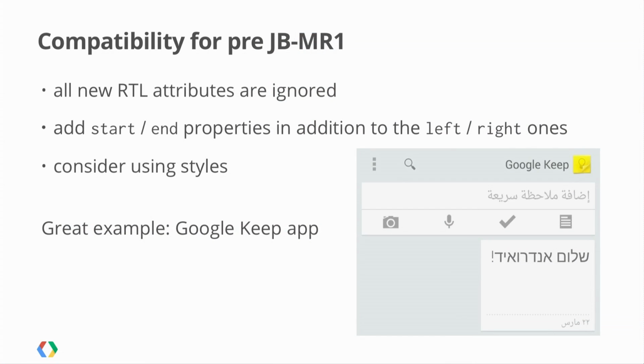A great example here is the Google Keep app that you may have downloaded from Google Play Store. So the Google Keep app is the first app to support RTL that has been released on Google Play. And as you can see in this screenshot, the Google Keep app is running on Jelly Bean MR1, and everything flows nicely from right to left. The text is aligned correctly and beautifully rendered. And also the notes by themselves are using a layout, and the layout is going from right to left.